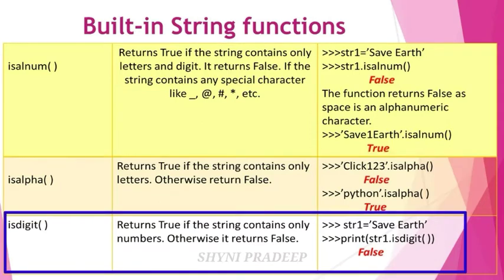And next is isdigit. This function returns true if the string contains only numbers, otherwise it returns false. Okay, see here, "save earth" returns false, because if the string contains only numbers it will return true, but it has only letters. Okay, so it returns false.